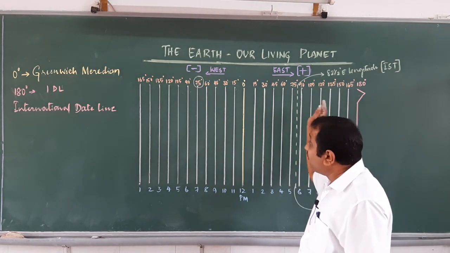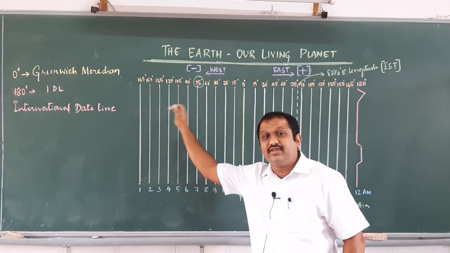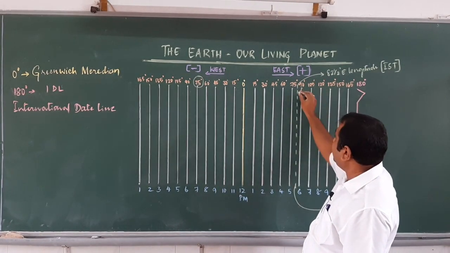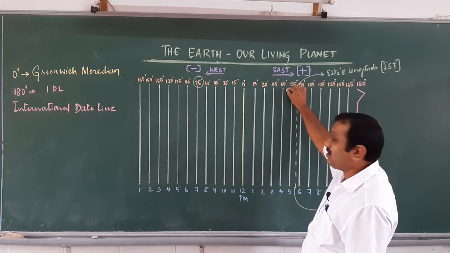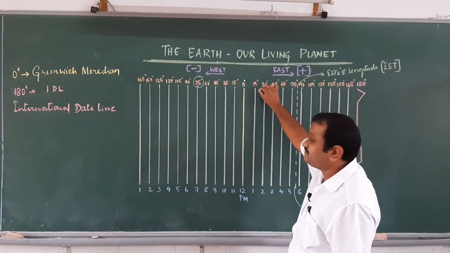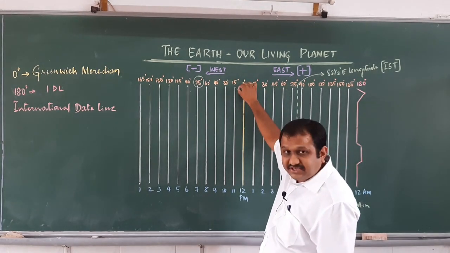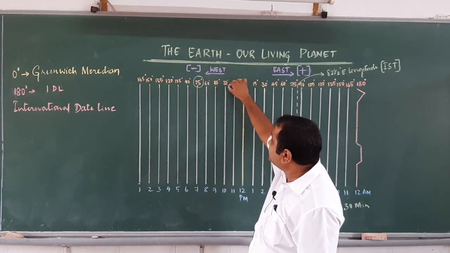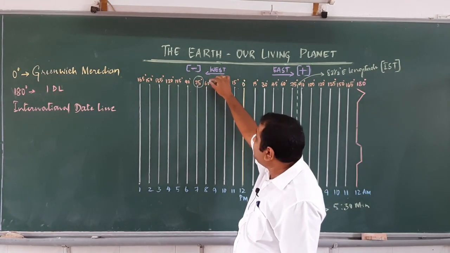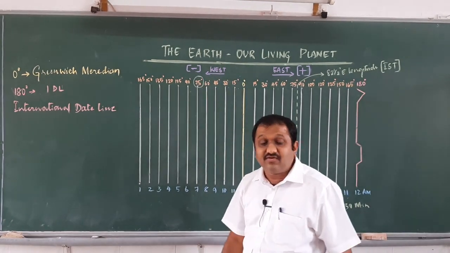Just now I told, if you want to take to the west direction, then you should go with the minus. Here it is 4 o'clock in India, 4:30 in India, 4:30. Now if you come here, it is 3:30, 2:30, 1:30, 12:30, 11:30, 10:30, 9:30, 8:30, 7:30, 6:30. Now the time in America is somewhere around 6:30.